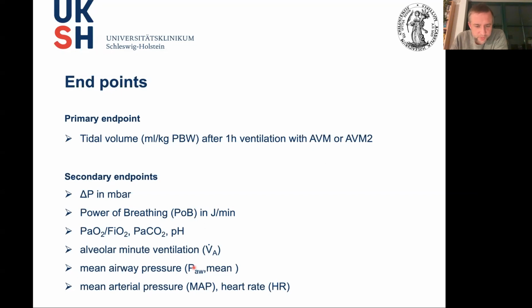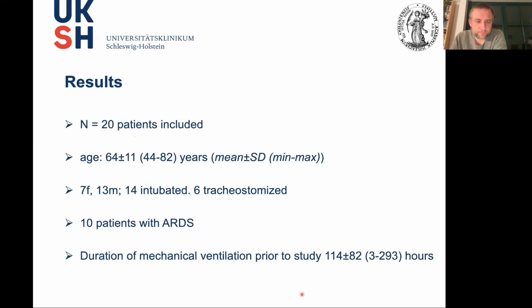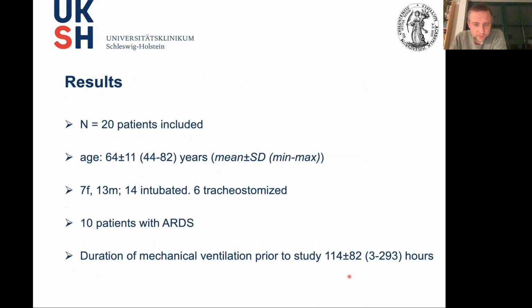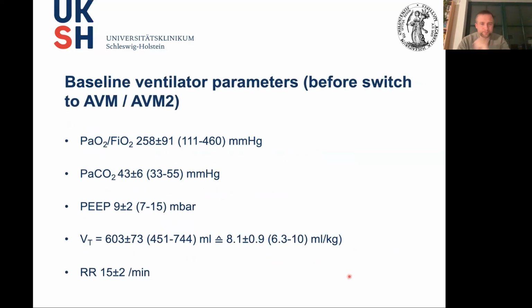We also looked at mean airway pressure, because we expected that there would be some changes there, and at very simple hemodynamics. So after including 20 patients, 10 among them with ARDS, with these baseline ventilatory parameters, a PF ratio of 250, so they were not severely ill in terms of lung injury, more or less normocapnic, and moderate PEEP levels of around 9 millibars. And during pressure controlled ventilation, before we switched them to AVM or AVM2, they had this tidal volume.